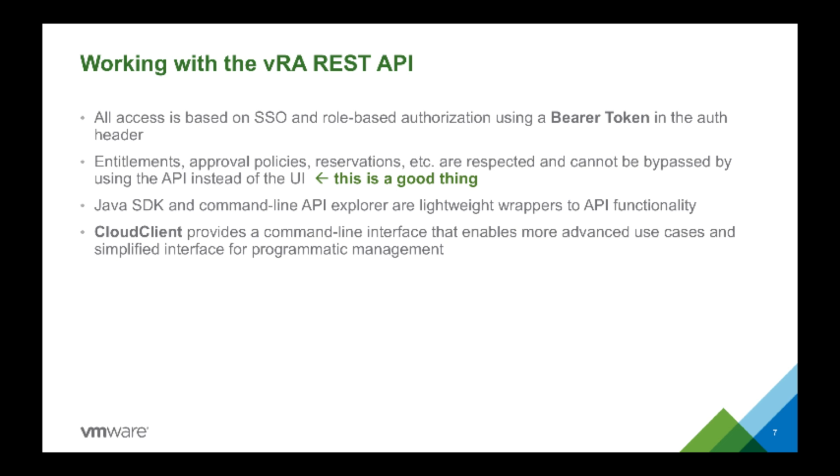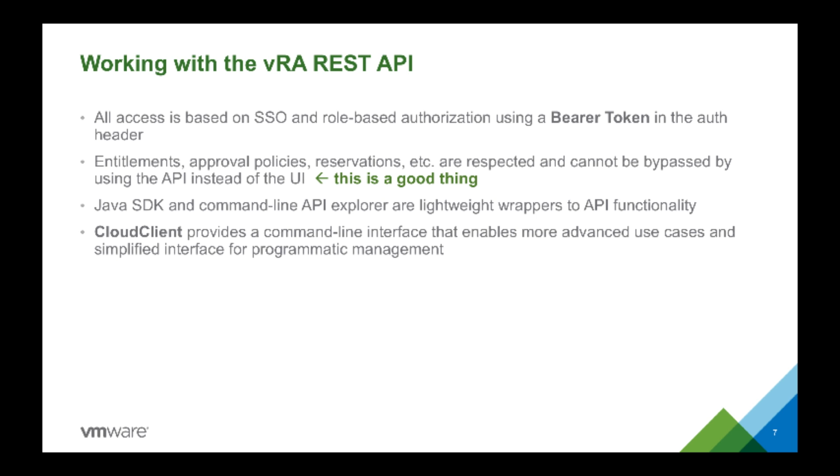So when working with the API, all access is based still on SSO, so whatever credentials the user logged in to the portal with, they'll use those same credentials to get what we call a bearer token. So they'll retrieve that token. By default, that token is only for 24 hours. It can be modified. You can modify the vRA installation to increase that to up to a year, but by default it's 24 hours. So if they do need to make additional requests, they'll need to request a new bearer token and continue their work with the system.